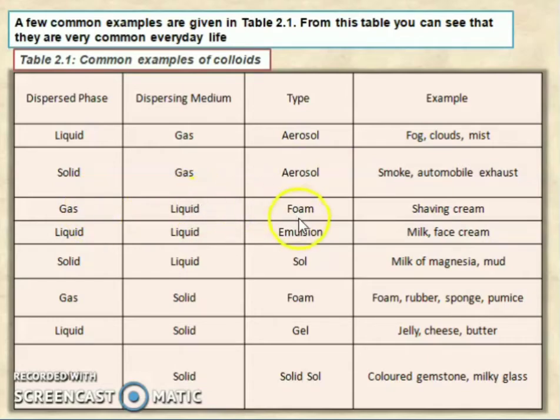Next, the dispersed phase is gas and the medium is liquid. So we get a foam, like shaving cream. The dispersed phase is liquid and the medium is also liquid. So liquid in liquid we get an emulsion. Examples are milk and face cream. When the dispersed phase is solid and the dispersion medium is liquid, then we get a sol. Examples are milk of magnesia and mud.